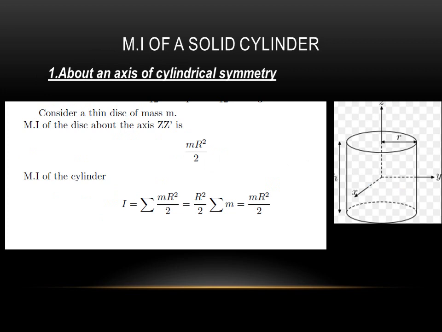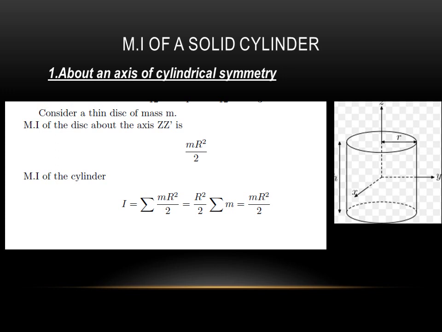Now we'll calculate the moment of inertia of a solid cylinder. So let us consider a solid cylinder of length L and total mass M, capital M, and let R be the radius of the cylinder. We know that the moment of inertia of a circular disk about an axis perpendicular to its plane is given by MR square by 2.